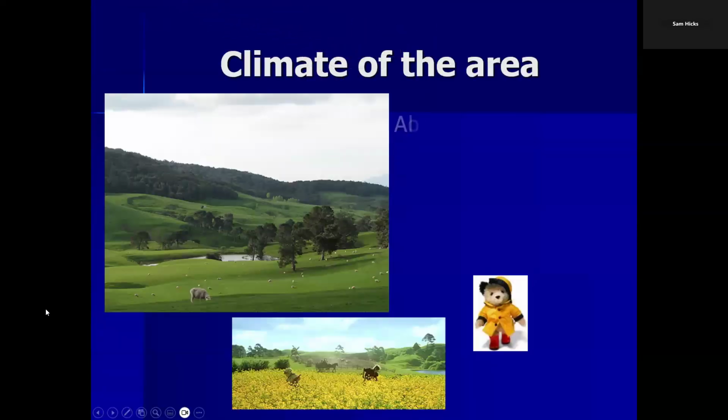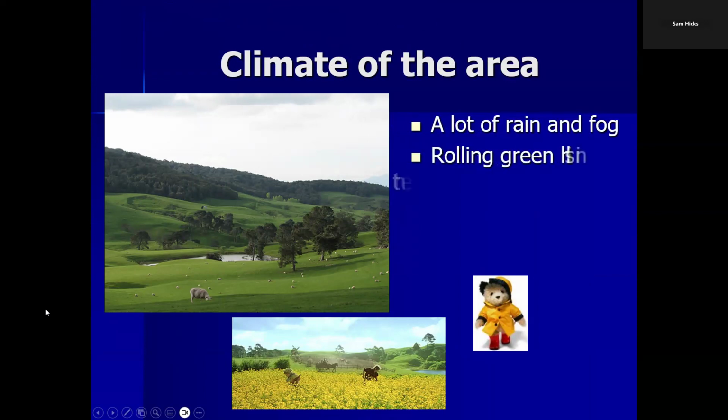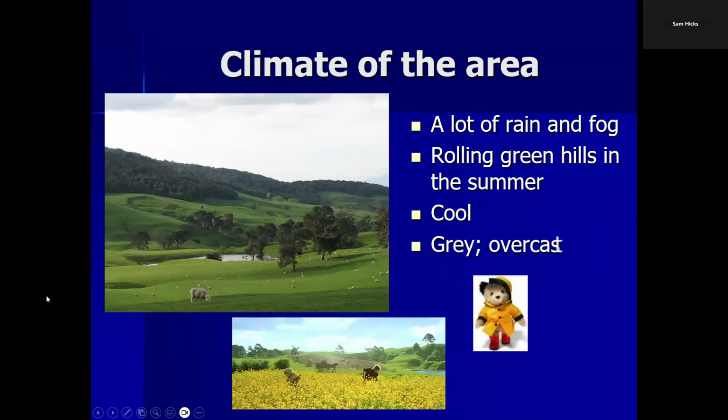The climate of the area, there's a lot of rain and a lot of fog. You do have, they call it the rolling green hills in the summer, but not a lot. It's cool, it's gray, it's overcast, it rains a lot.